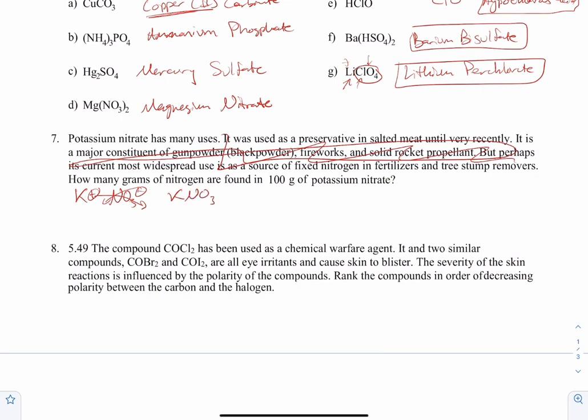That's it. So now what we're trying to figure out is how many grams of nitrogen are found in 100 grams of this substance right here, potassium nitrate. So I'm going to say 100 grams of KNO3. Now, the one thing that you need to know or figure out how to do is just know the molar mass for this, and we've covered this before, so hopefully you know how to do this. I've previously looked it up here, and it's about 101.1 grams per 1 mole of KNO3.